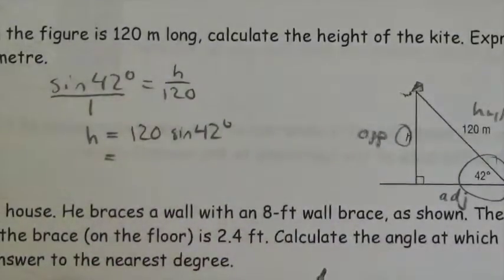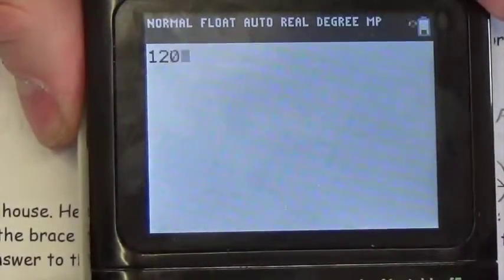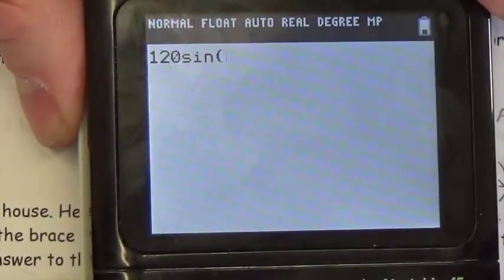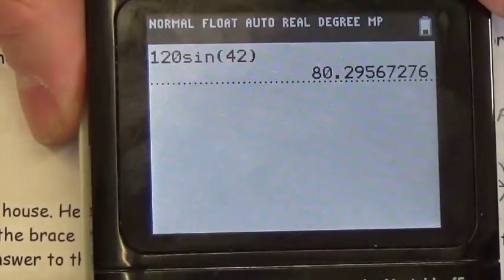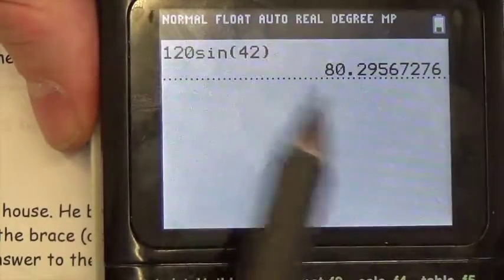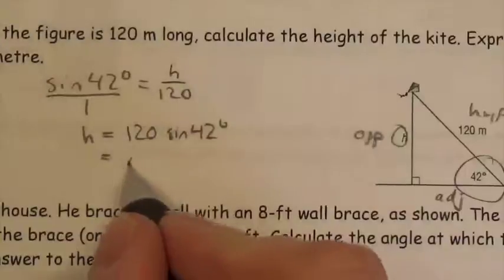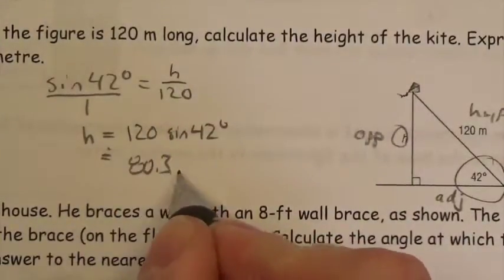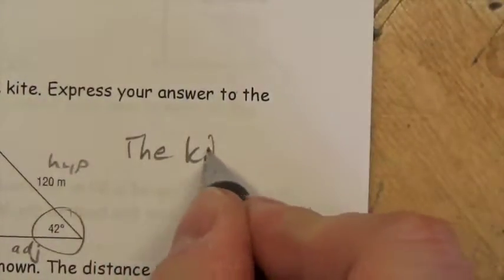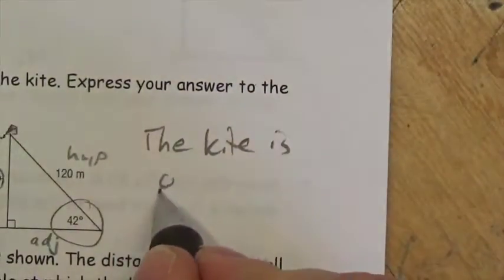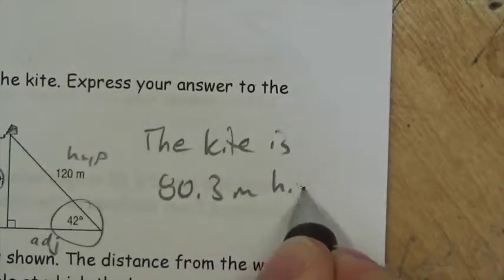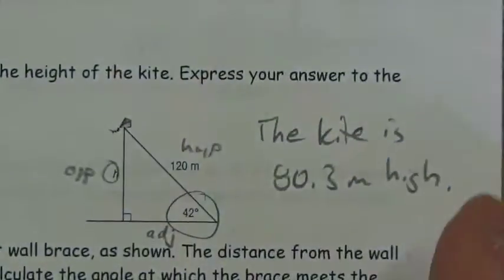Okay, now I can go to my calculator and figure that out. Okay, 120 times the sine of 42 degrees. And I can just enter this into my calculator in one step. Press enter. And I believe it says to the nearest tenth of a meter. Yeah, so to the nearest tenth of a meter, we get 80.3. So the kite is 80.3 meters high.